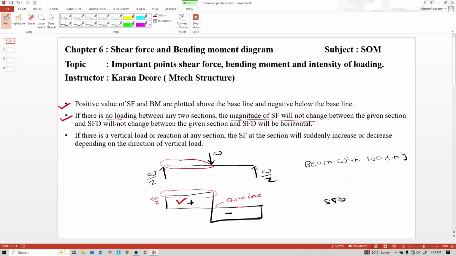If there is no loading between any two sections, the magnitude of shear force will not change between the given sections, and the shear force diagram will be horizontal. See, this SFD is horizontal.